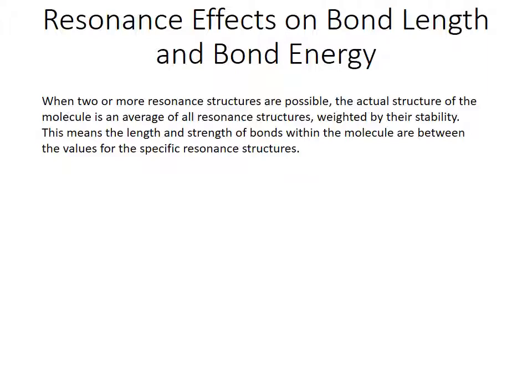consideration: resonance effects on bond length and bond energy. When two or more resonance structures are possible, the actual structure of the molecule is an average of all resonance structures, weighted by their stability. So the most stable resonance structure will have the most influence on the molecular shape. This means that the length and the strength of the bonds within the molecule lie between the values for the specific resonance structures. Let's look at an example.